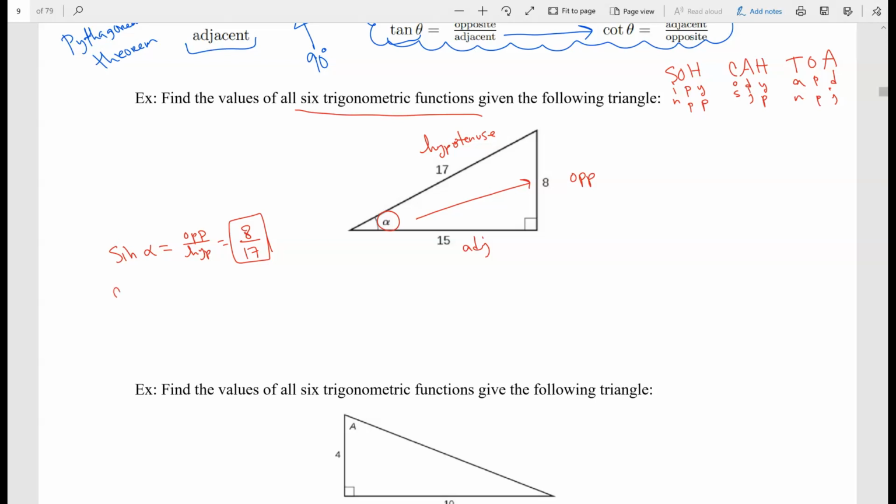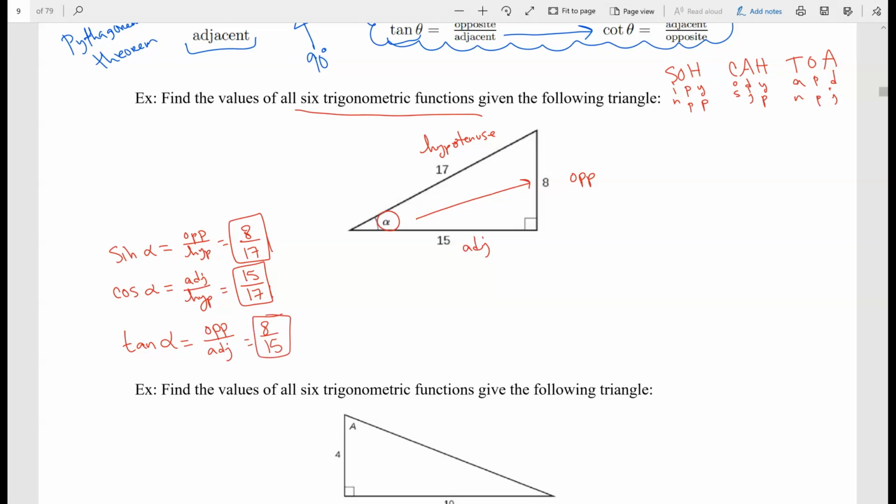Now let's look for the cosine of alpha. Don't just write cos, make sure that you write the cosine of what? Of alpha. The cosine is just the adjacent over the hypotenuse. The adjacent in this case is 15, so it's 15 divided by 17. That is my answer. Then we're looking for the tangent of alpha. The tangent is going to be the opposite over the adjacent, so that's going to be 8 over 15.